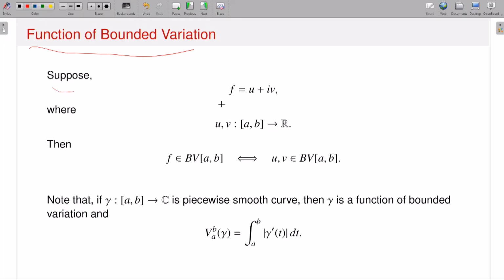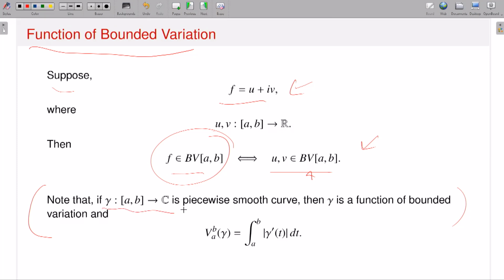Okay. So suppose you have a function, since I am talking about complex valued functions, of the form u plus iv, where u is the real part and v is the imaginary part. Then one can prove that if f is a function of bounded variation, then u and v, these are actually real valued functions of bounded variation. Okay, one can prove it. Now this is information I need, because later on you will see it will have a connection.